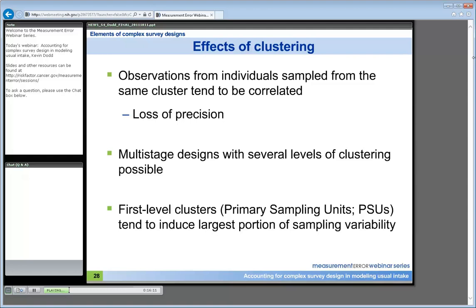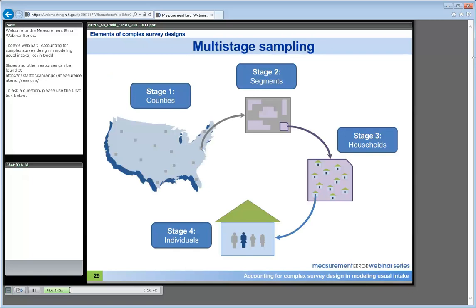It's possible to extend this clustering idea to several levels, and that leads to what's called multi-stage sampling, where you subsample clusters of smaller units from your first level clusters. The first stage clusters are sometimes called primary sampling units, often abbreviated as PSUs. When you do statistical analysis, usually it's that first level of clustering that really drives the precision of your estimate. So in practice, analyses of multi-stage samples sometimes ignore the effects of the other stages of clustering. So this is a schematic representation of a multi-stage design.